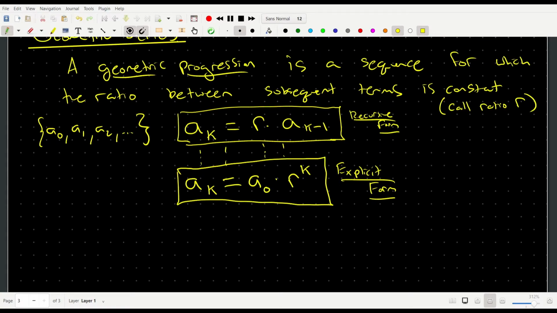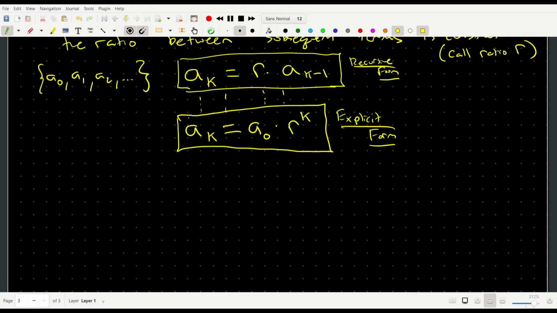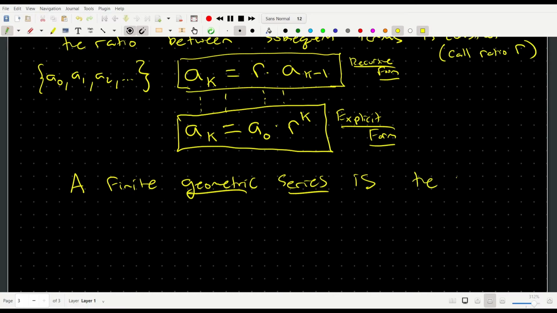And with this idea of a geometric progression, we have the direct definition of a geometric series. We say that a finite geometric series is the partial sum, or partial sums, of a geometric progression.